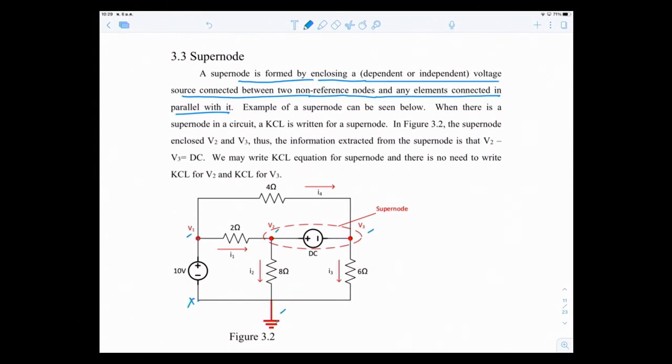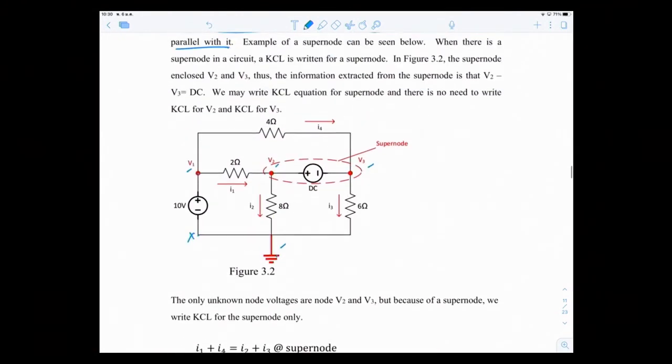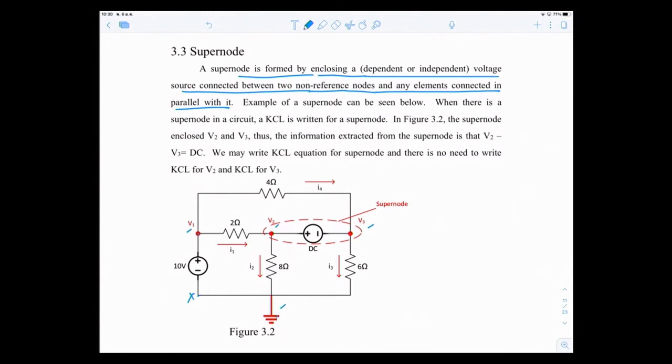It would save you some time. Normally we would say I don't know V1, V2, or V3, so I have to write down KCL for all three unknown node voltages: KCL at V1, KCL at V2, KCL at V3. But whenever you have a supernode, you can simply write the KCL for V1 in this case, and KCL at the supernode, SN.